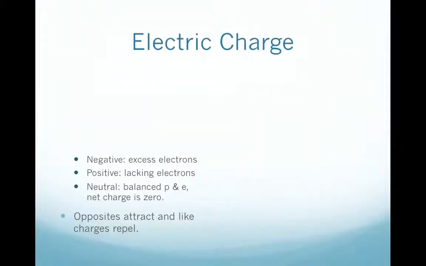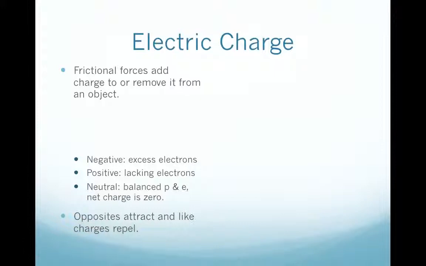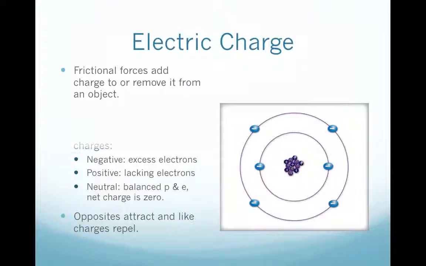This phenomenon can be explained by electric charge. We know that frictional forces add charge to or remove it from an object. Taking a closer look at the atom shows us there are two kinds of charge: negative, excess electrons, and positive, lacking electrons. We know also that opposite charges attract and like charges repel.